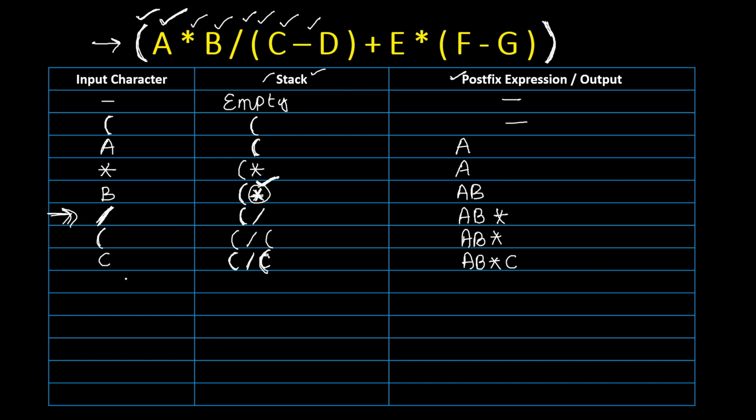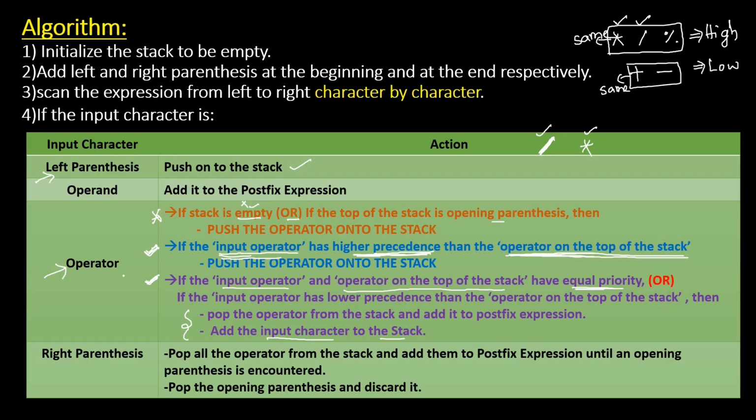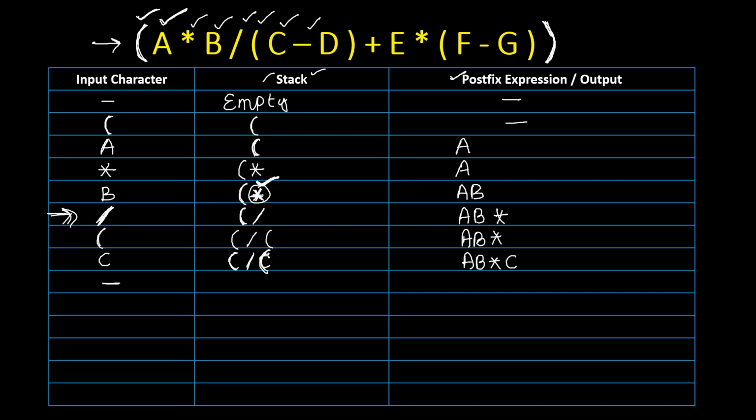And the next one is an operator. So operator minus. Go to the algorithm and check all these three steps one by one. So obviously the first one will be matched. Why? Because the top of the stack is an opening parenthesis. Then push the operator onto the stack. Yes, if you see the stack, we have the left parenthesis. So in this case, we have to push this minus onto the stack. So what you get? Left parenthesis, division, left parenthesis, and this minus will be added to the stack, and there is no change to the postfix expression.